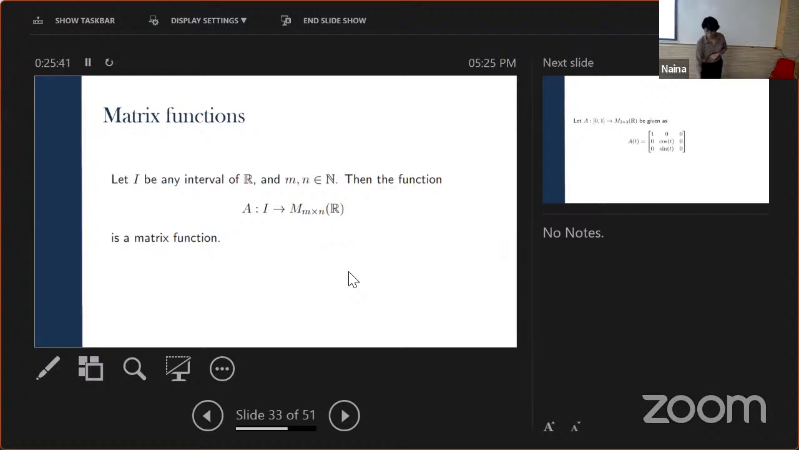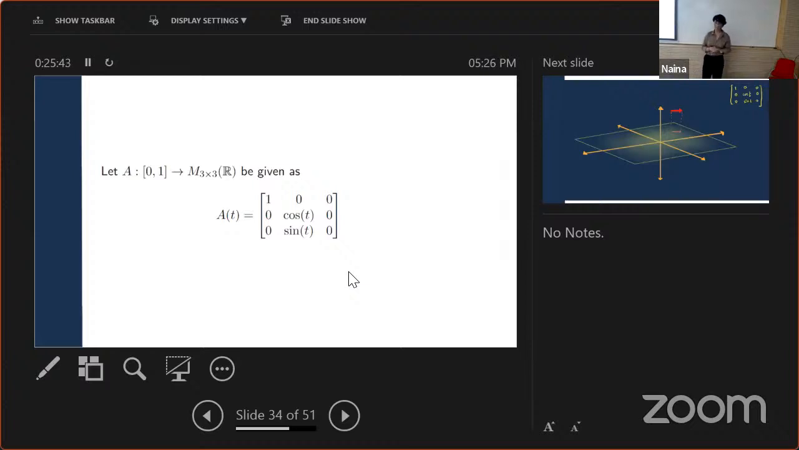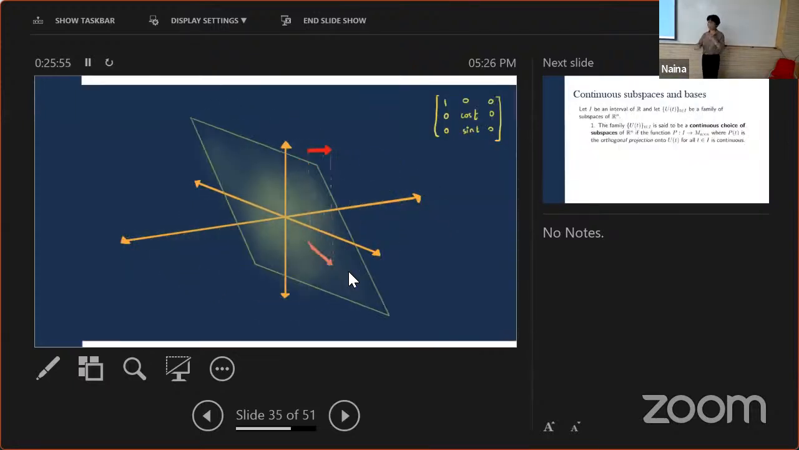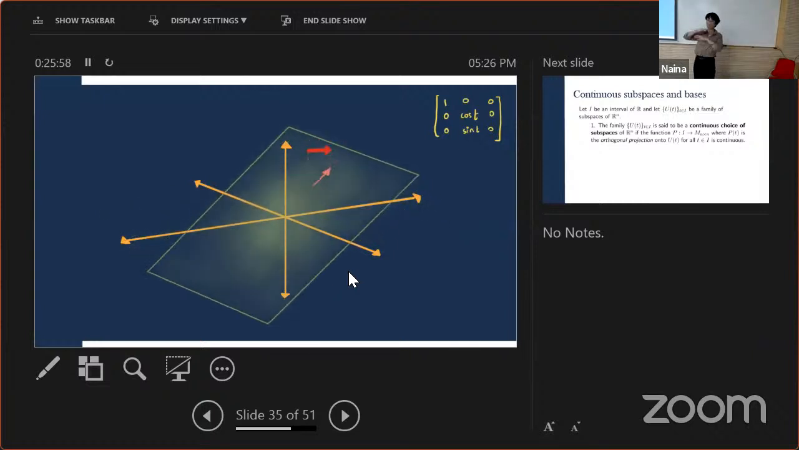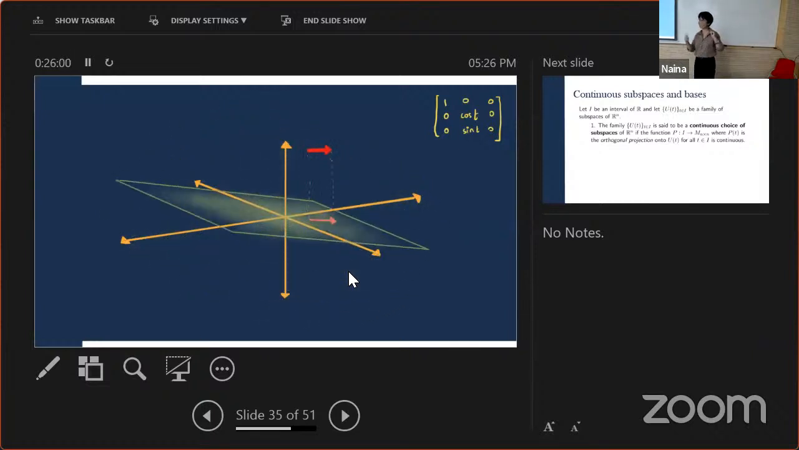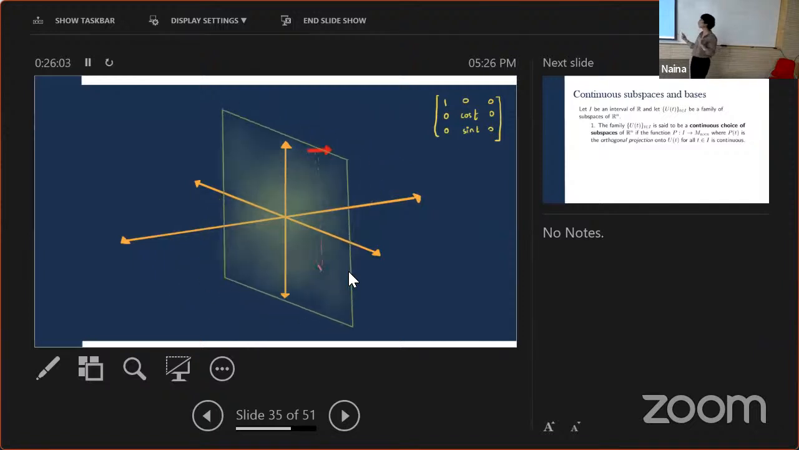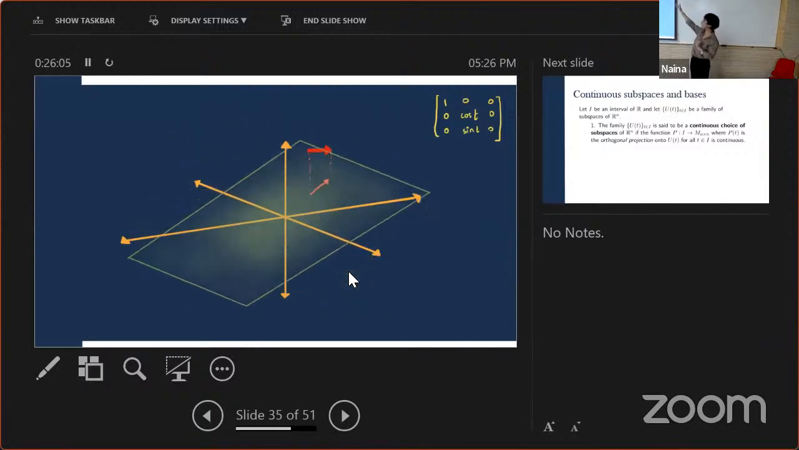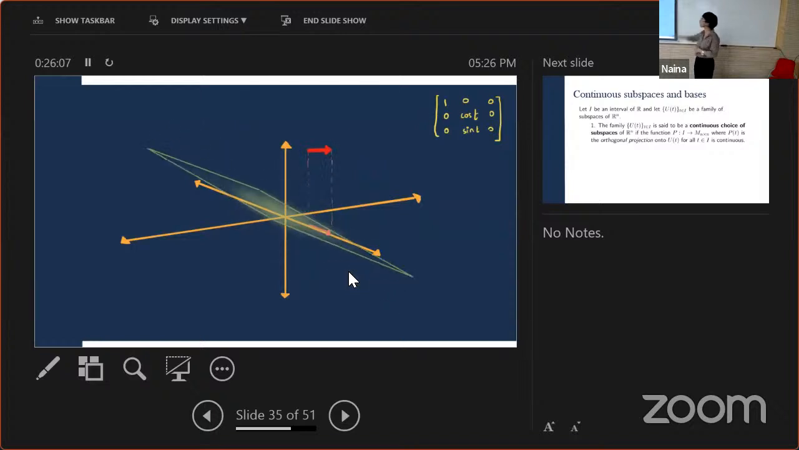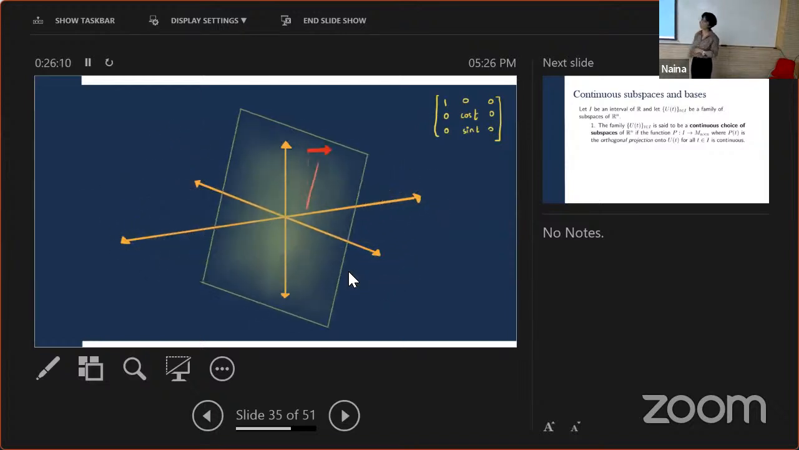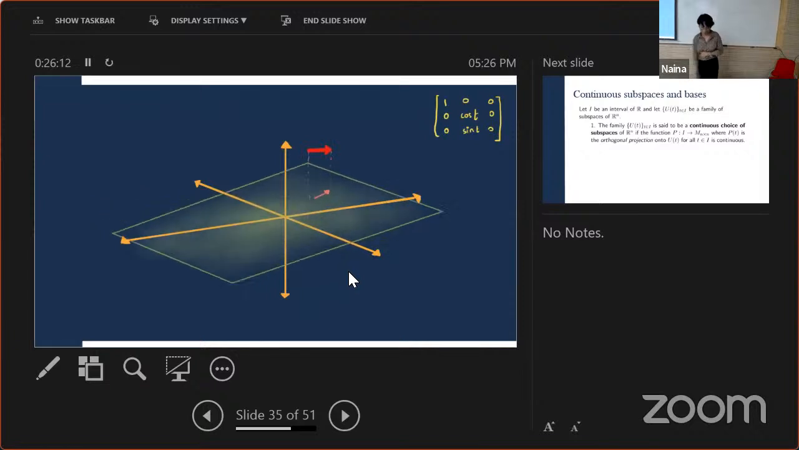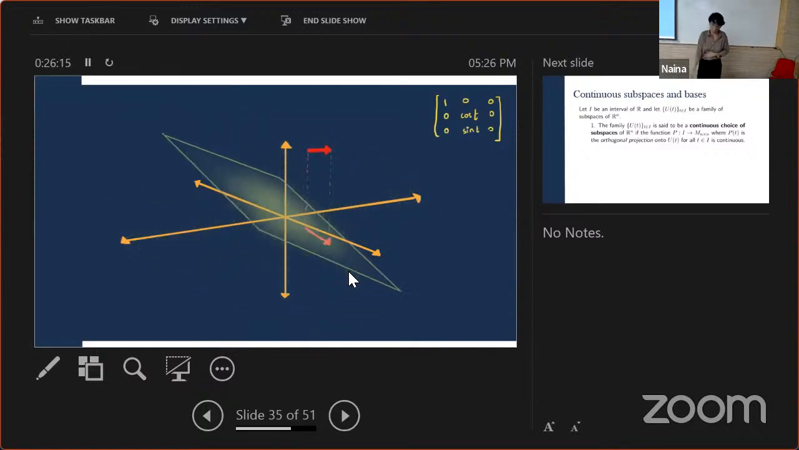So for example, we can take this matrix, which is defined from 0, 1 to a 3 cross 3 matrix as a function of t. And this is continuous. And what it essentially does is basically as t varies, this projection, so the subspace on which this is being projected changes as a function of t. And what it does is it just projects every vector onto this changing subspace. So the red vector just basically gets projected onto this green subspace as t varies. So this is just an example of a continuous matrix function.